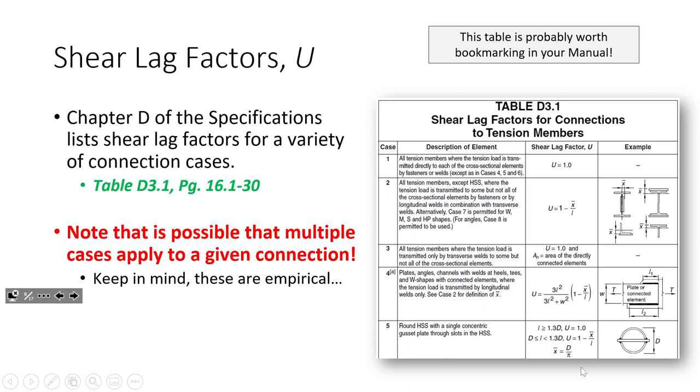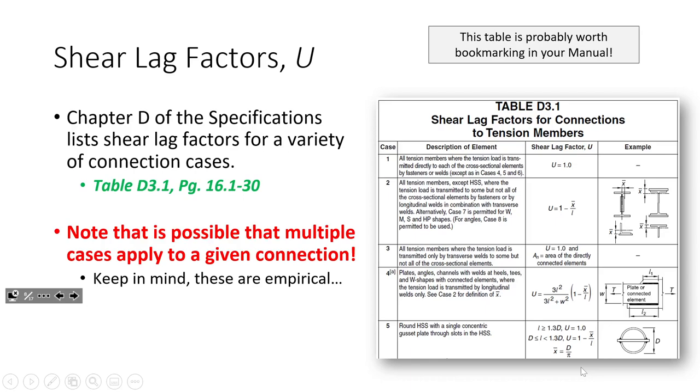Now, those two cases are arguably the most important. The rest of the cases are very specific for very specific connection scenarios. Some of them relate to hollow structural sections like square tubing or circular tubing. Some of them relate specifically to angles or to W shapes, HP shapes, etc. It is possible that for a given problem, multiple cases can apply. Okay, I want you to keep in mind these are empirical. These come from going down to the lab and ripping apart some steel tension members, doing some tensile tests on representative specimens, and fitting equations to best fit the data.